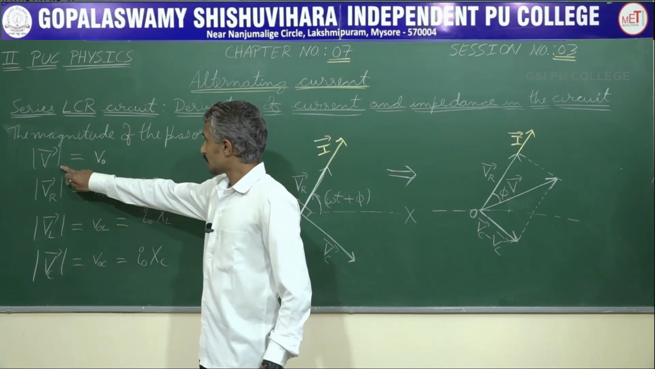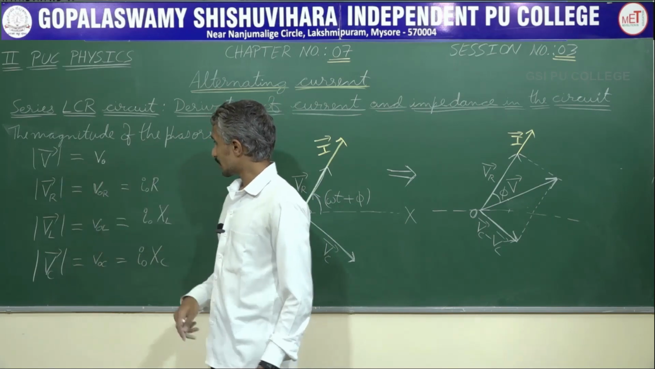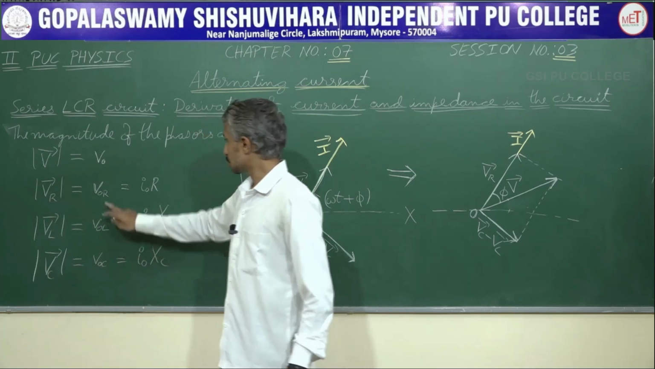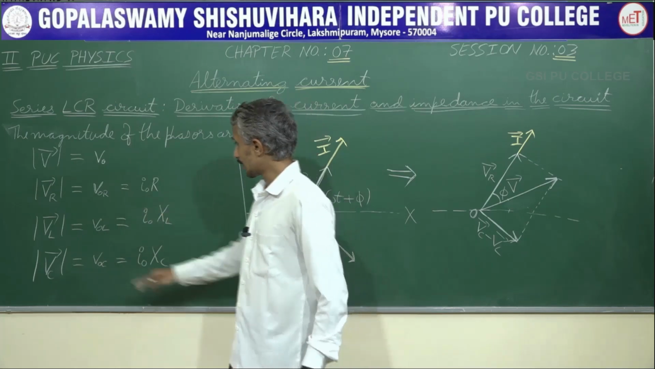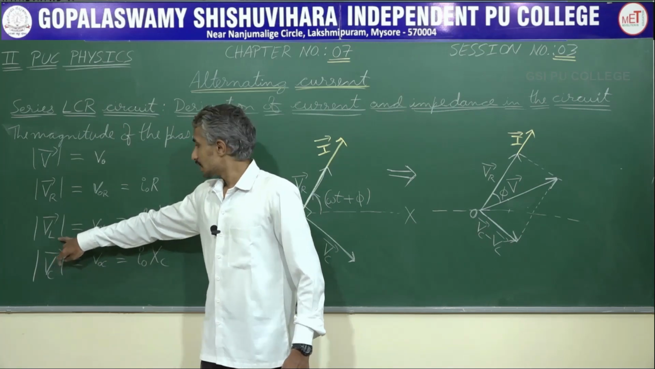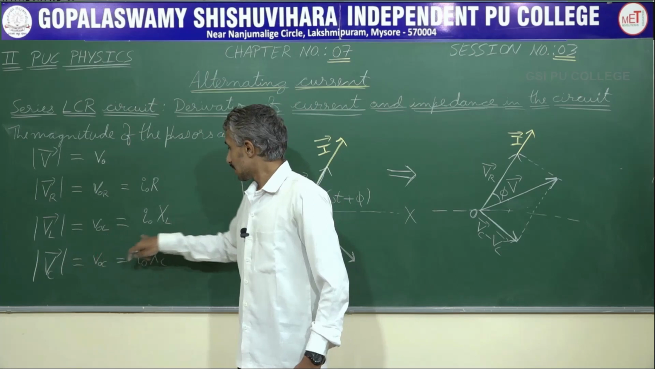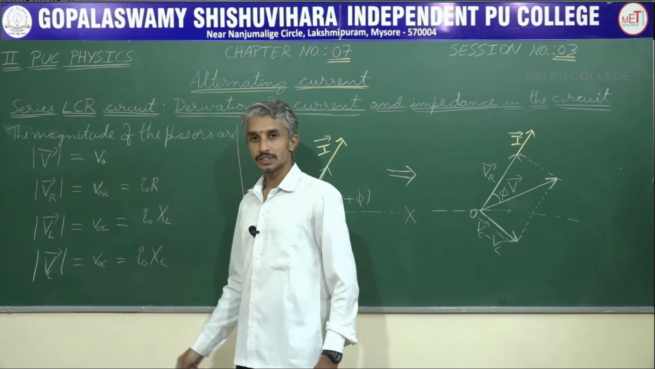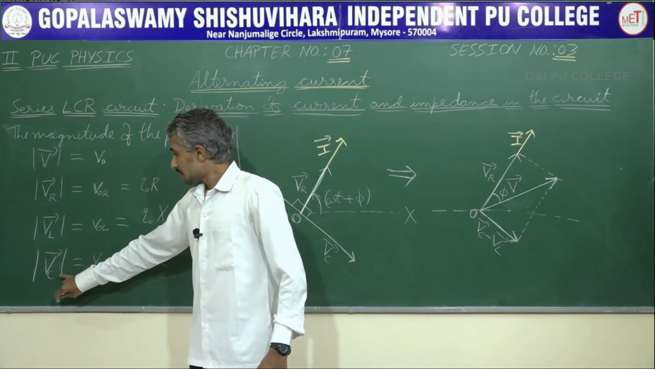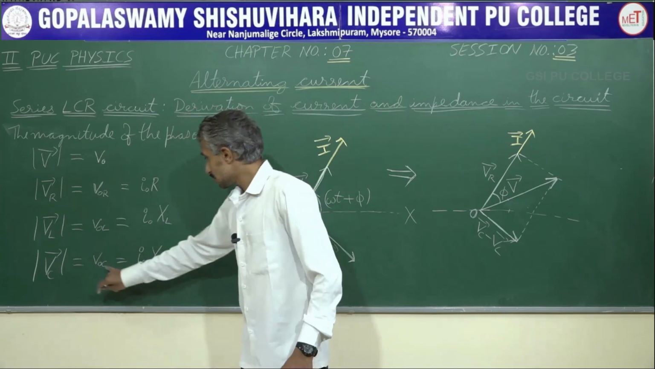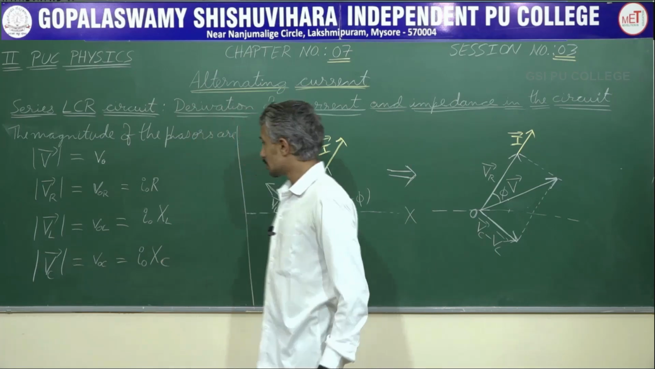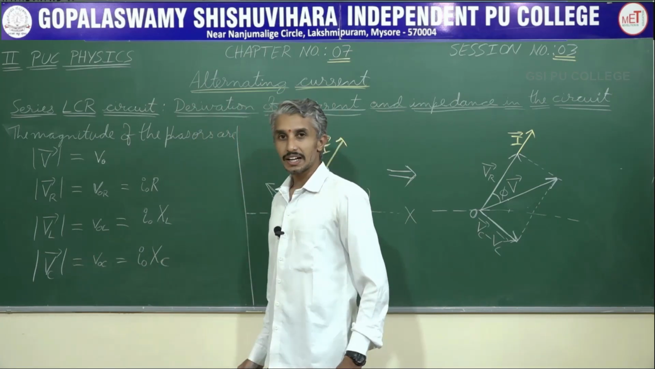So the magnitude of the phasor representing the source voltage is going to be V0. The magnitude of the phasor representing the voltage across the resistor is going to be V0R, which is equal to I0 into resistance R. The magnitude of the phasor representing the voltage drop across the inductor is V0L, which is equal to I0 into XL, where XL is inductive reactance, and the magnitude of the phasor representing the voltage drop across the capacitor is V0C, which is I0 into XC, which is capacitive reactance. So, using this, now let us perform the vector addition.